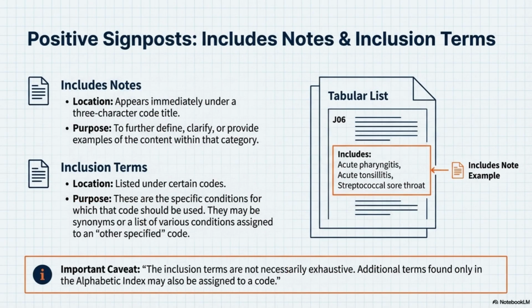Includes notes appear immediately under a 3-character code title. They clarify or further define the content of that category. Inclusion terms list specific conditions that fall under a particular code. These terms may be synonyms or examples of conditions that map to that code. Importantly, inclusion terms are not exhaustive. Additional terms found only in the alphabetic index may also be assigned to the same code.